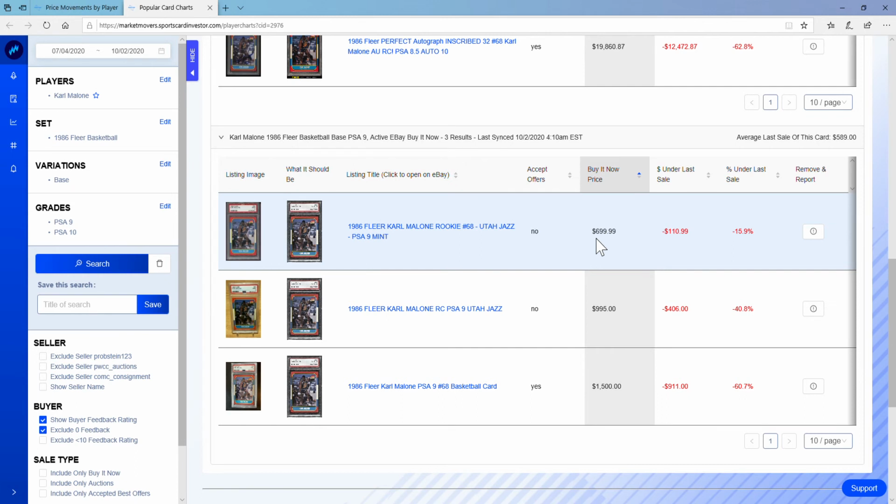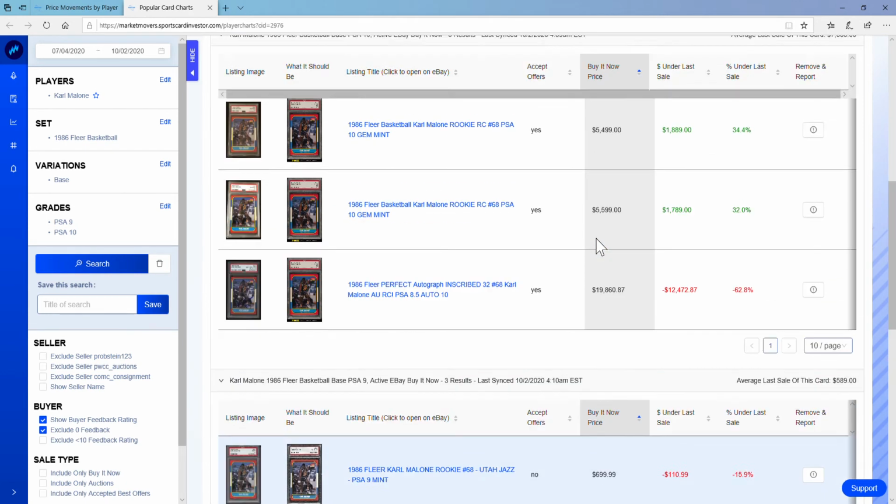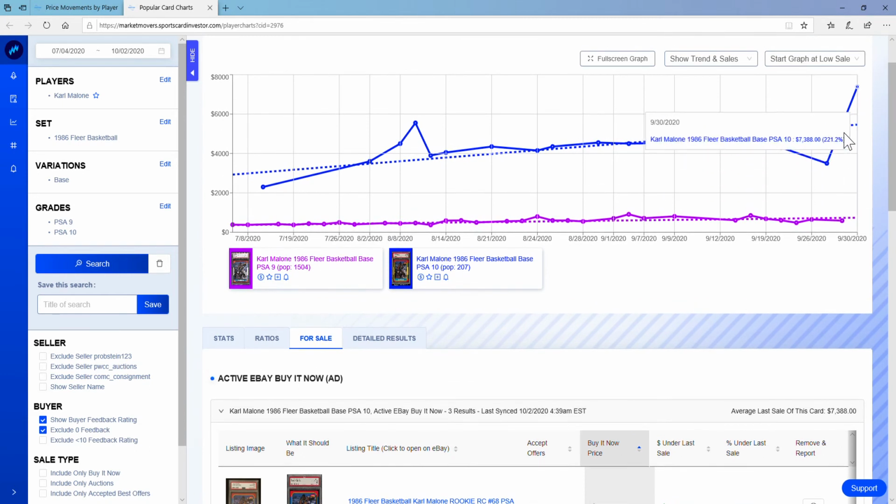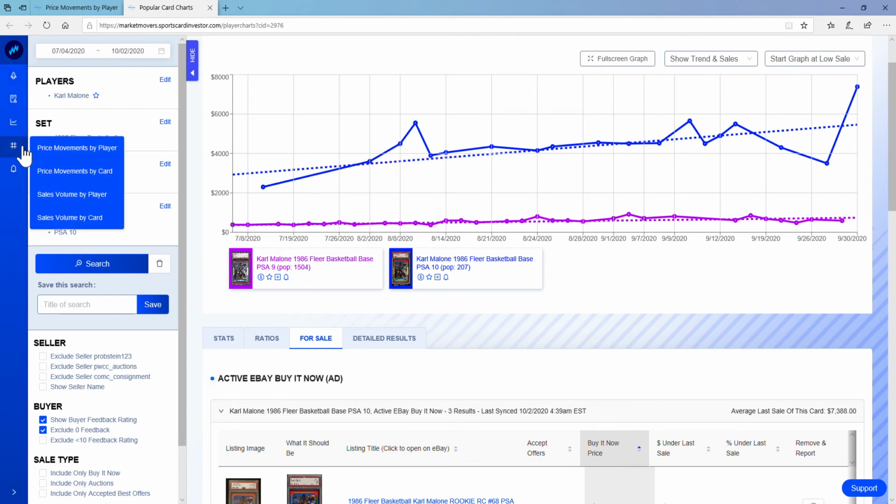I don't know if there was something funny going on with shill bidding, with fake bids that made that PSA 10 so drastically high, but I don't know. I mean, that's where you have to use your intuition and figure out if that's a legitimate deal. To me, this looks like an awesome deal. So I'm actually going to check that out later. But again, that's just one way to find deals, and it just so happened we found it on the very first one.